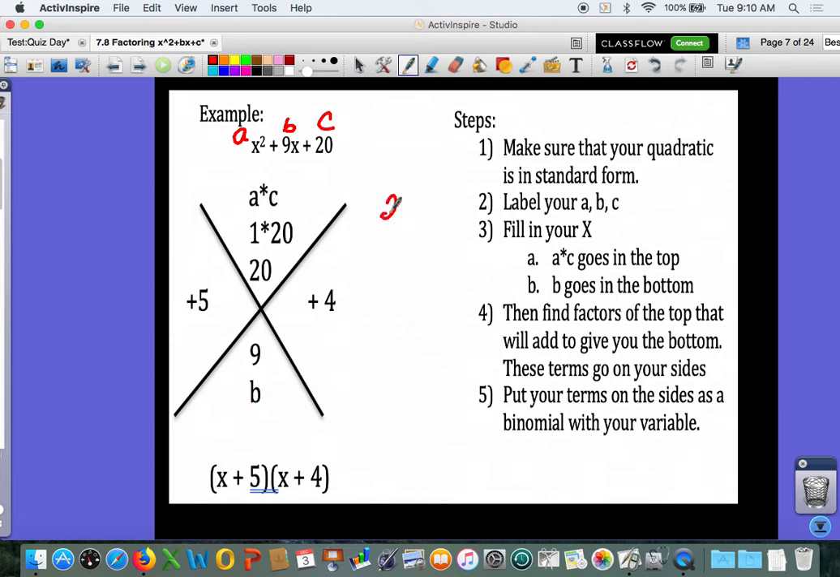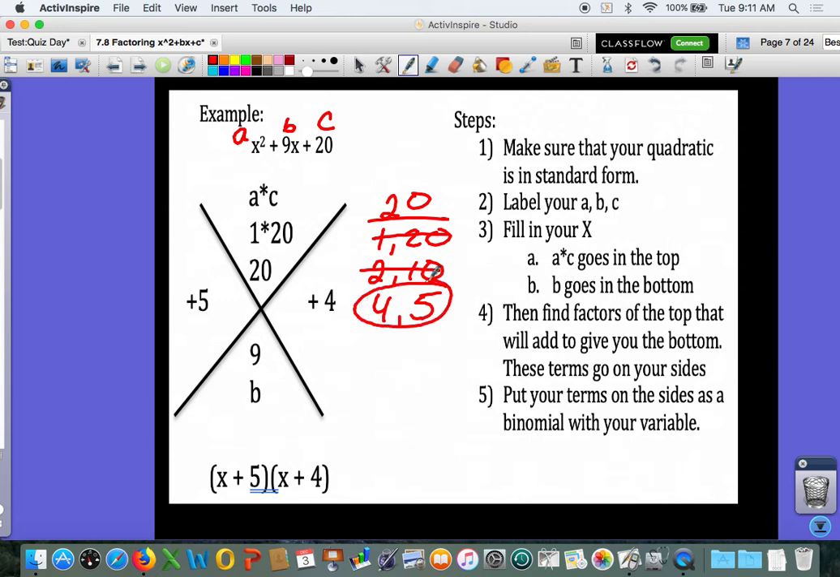So, factors of 20. List them. 1 and 20, 2 and 10, 4 and 5. Which set of these will add together to give me my bottom, which is 9? 1 plus 20 is 21, not that set. 2 plus 10 is 12, nope. 4 plus 5, that's 9.